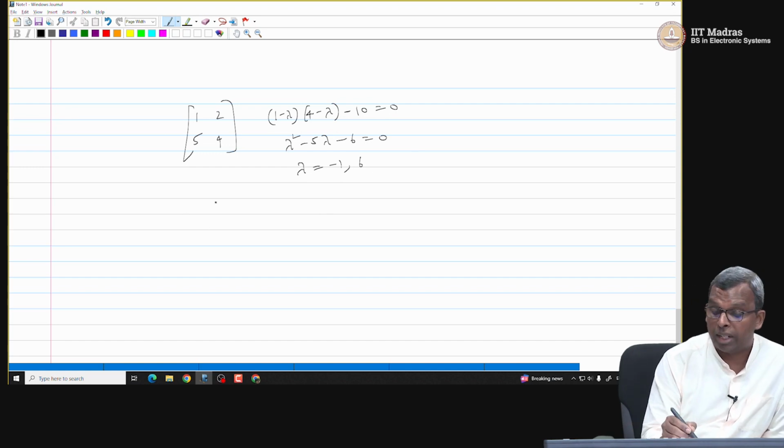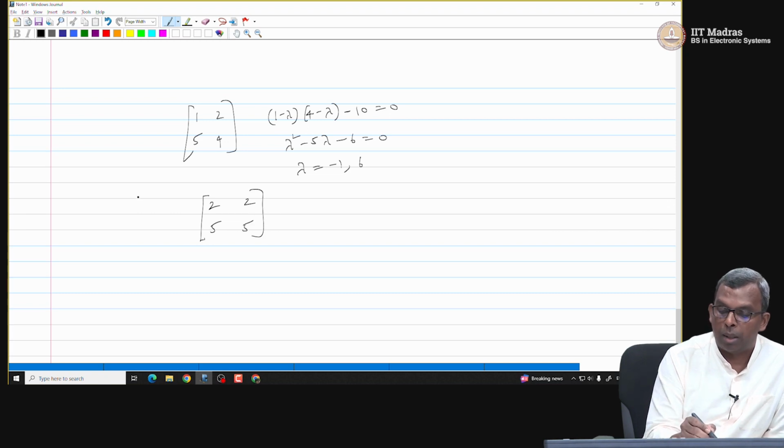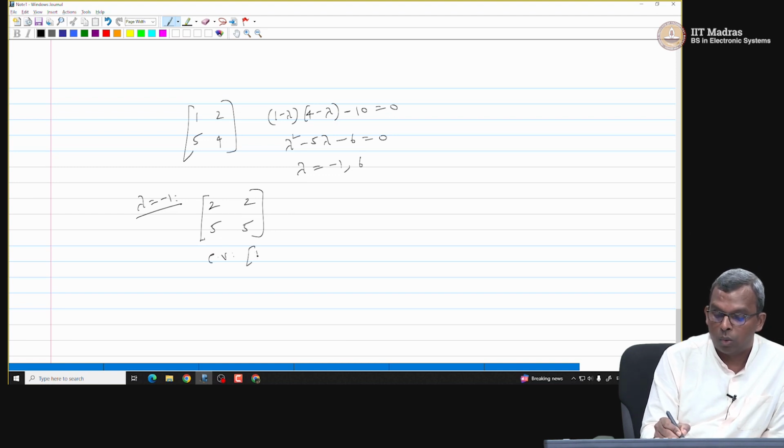You can try to find the eigenvectors corresponding to these. Let us find the eigenvectors. So I need to solve for lambda is minus 1. So, it is 2, 2, 5, 5, right. So, for lambda equals minus 1, this is my matrix. So, the null space vector, the eigenvector, is just 1 comma minus 1, right. So, that is very easy.